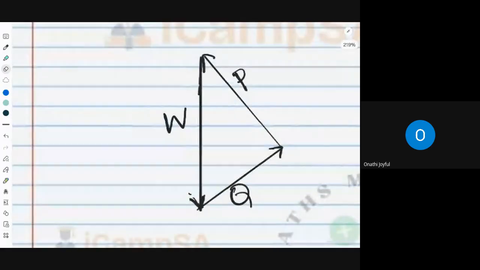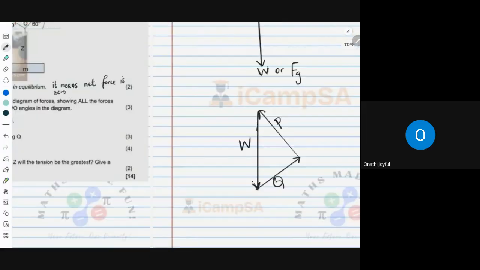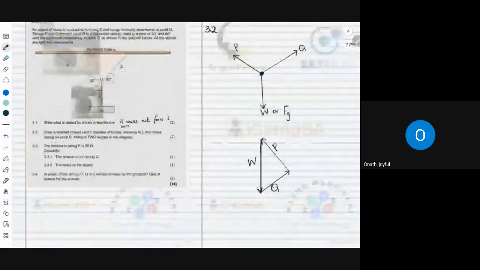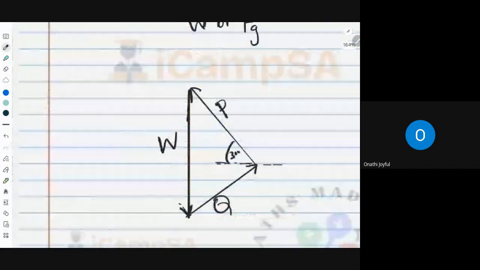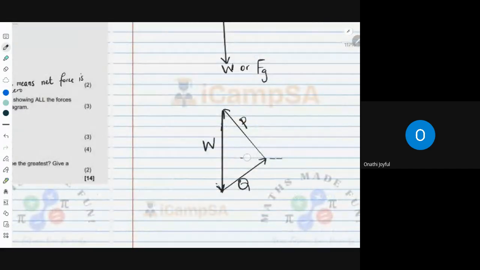Now, a closed vector diagram doesn't mean that this angle will always be 90. We don't know what it is. So we have to find this, that, or that. It depends. They said we must make sure that at least two angles in the diagram are labeled. How do we find those angles? Because we know, for instance, that P is drawn like this. It's 30 here, there was 30 here. Let me try and make it huge so I can label some of these things.